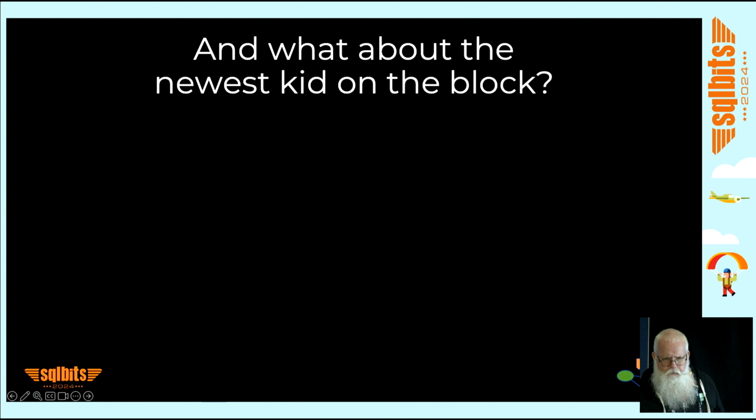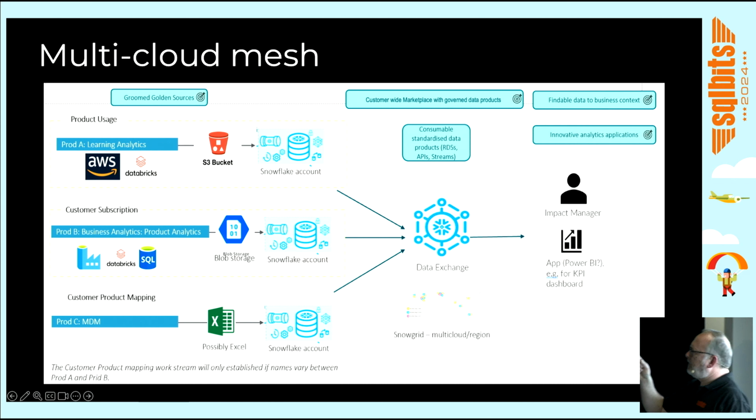So if I understand correctly then, if you go back one slide, the marketplace for Snowflake would work as kind of a data catalog? Yeah, a data catalog, but also the central place where you can get access, the interoperability of the data.